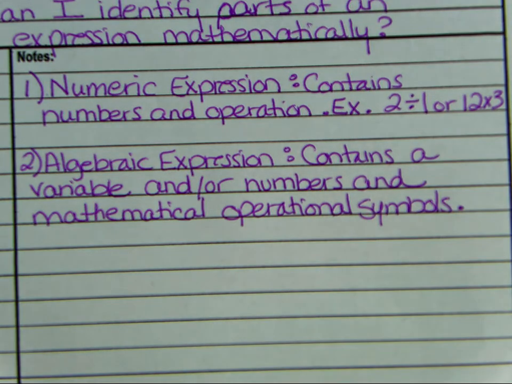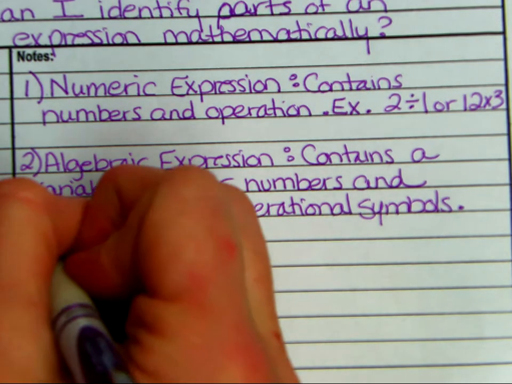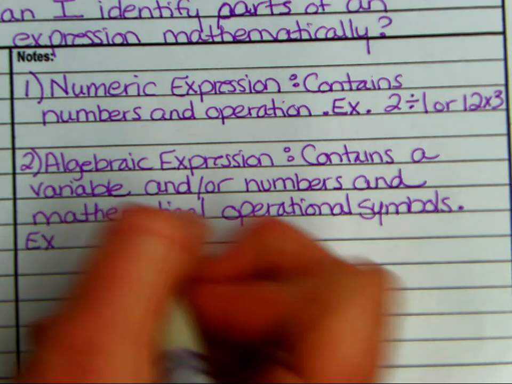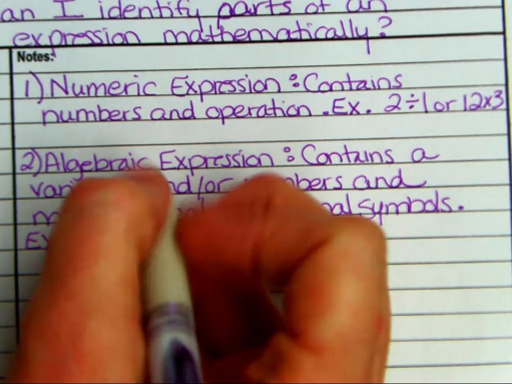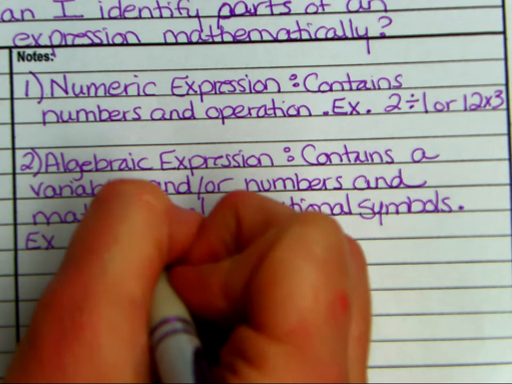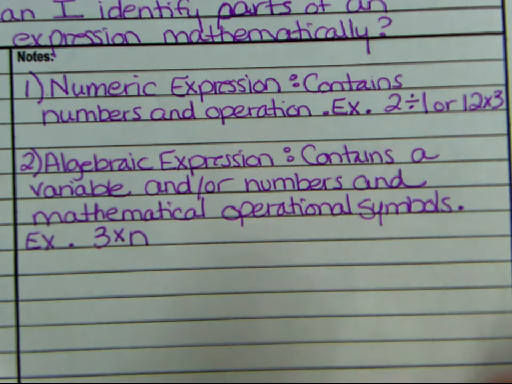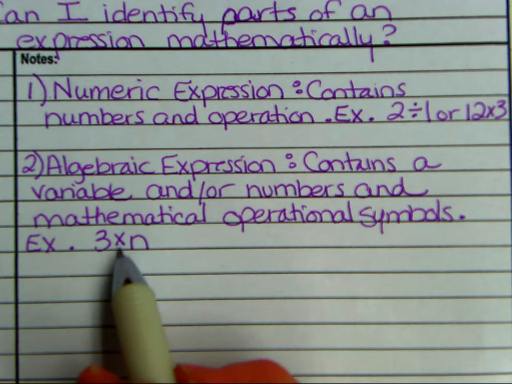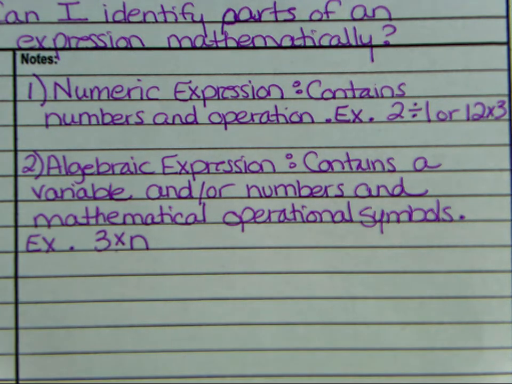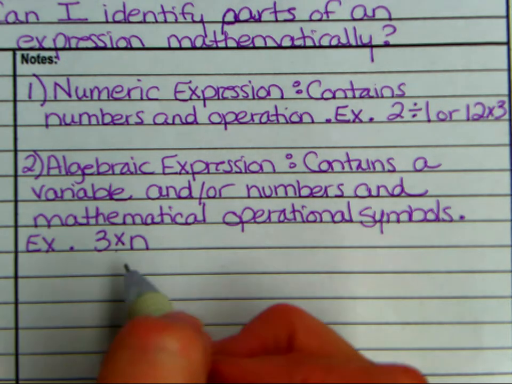Okay, so for example, an example of this would be like 3 times n. Now, oftentimes when we do expressions in algebra, we stop writing our multiplication symbol like this, like an x, because it can be kind of confusing, because this looks like that could be a variable or it could be the multiplication symbol. So we have some other ways that we can write this same 3 times n.